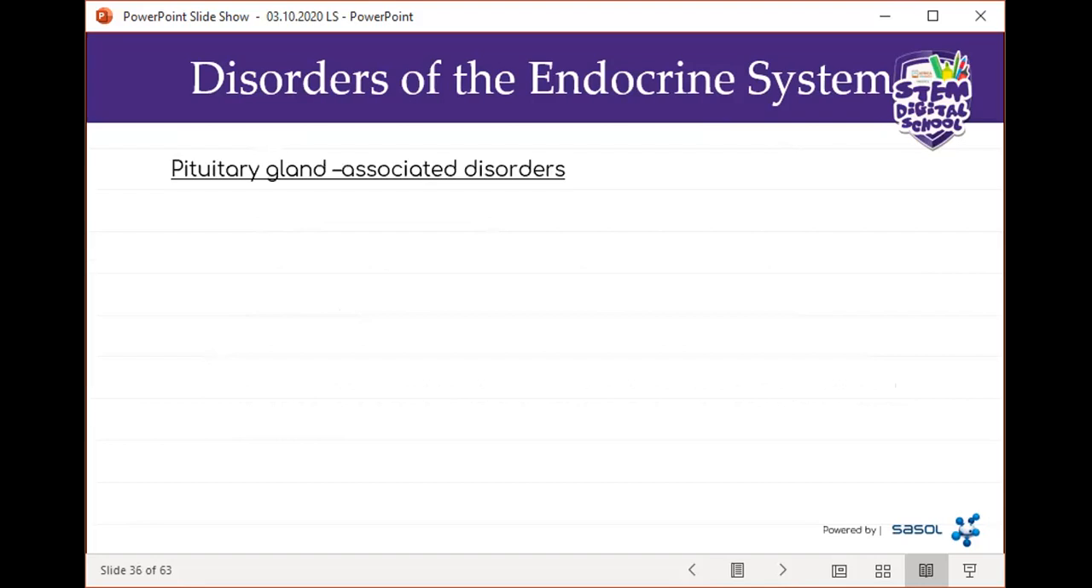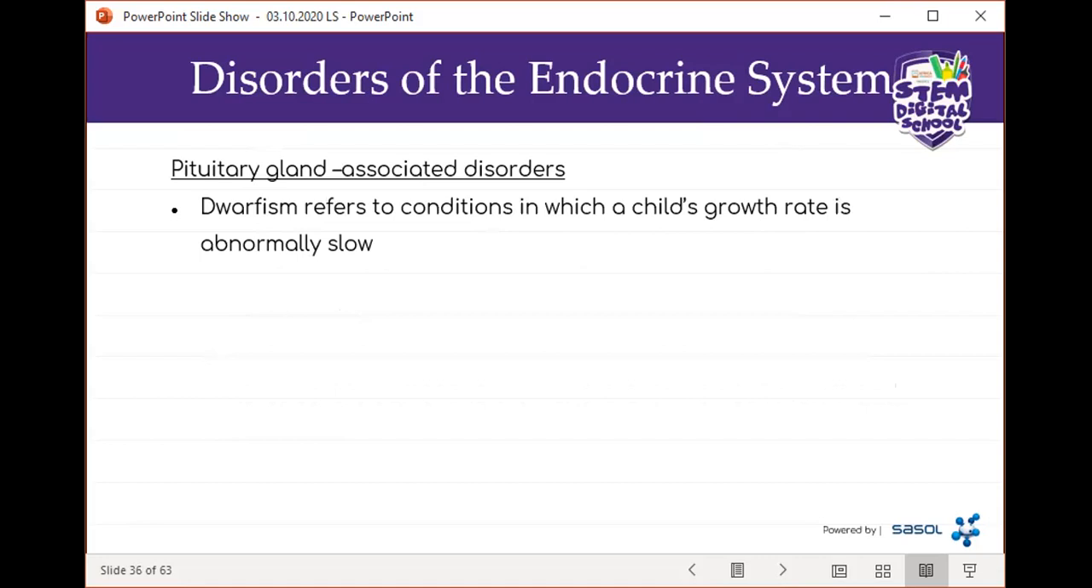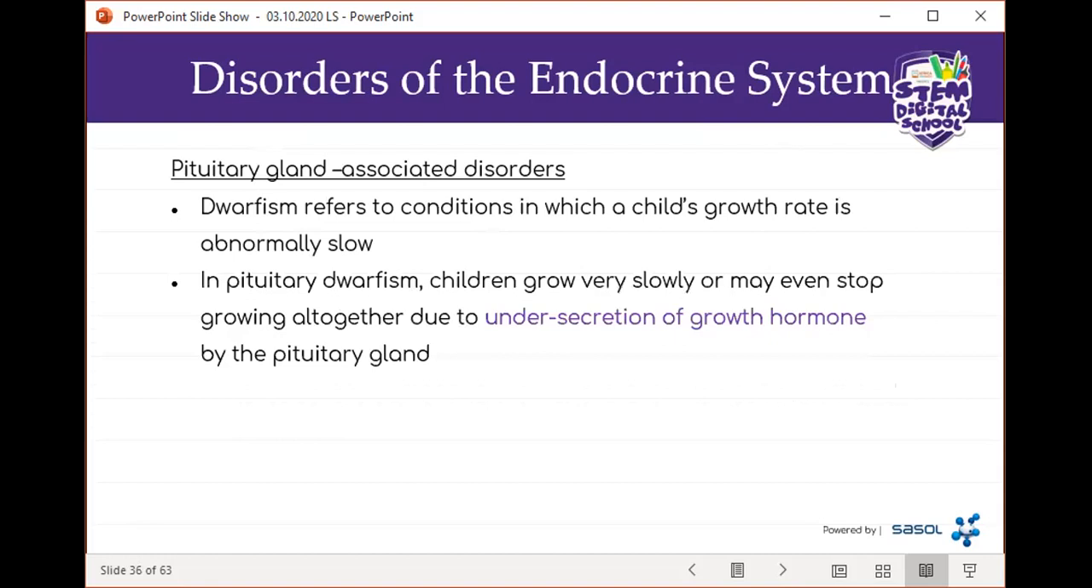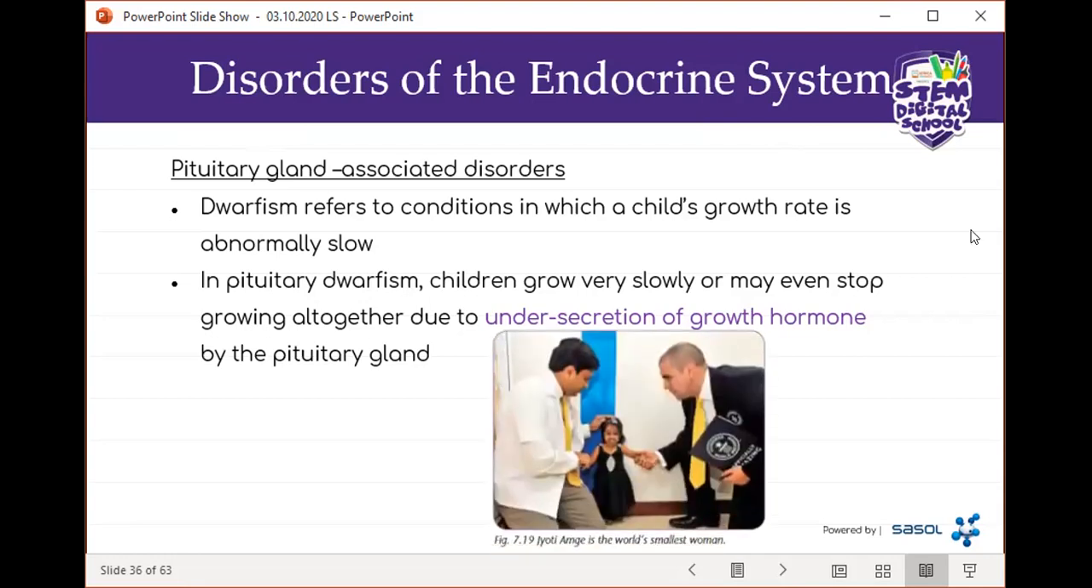Then pituitary gland associated disorders. We have dwarfism, which refers to the condition in which a child's growth rate is abnormally slow. There are various types and causes of dwarfism, but the one caused by the pituitary gland is pituitary dwarfism. Here we have children who grow very slowly or may even stop growing altogether due to the undersecretion of growth hormone by the pituitary gland. And here we also have a picture. Figure 7.19 shows us Tracy Amare, who is the world's smallest woman. Right.